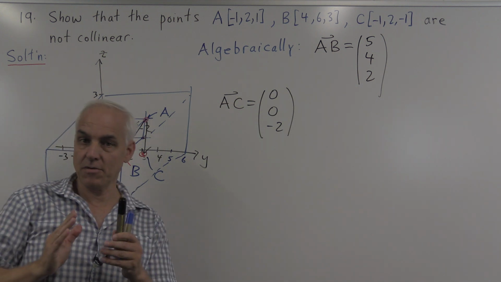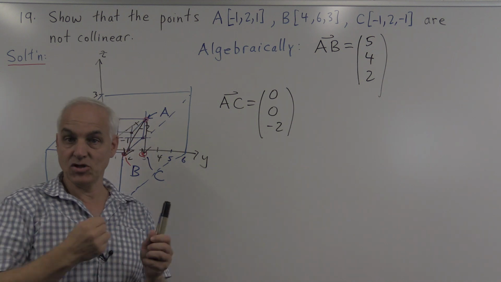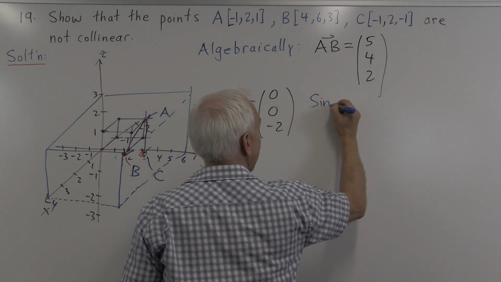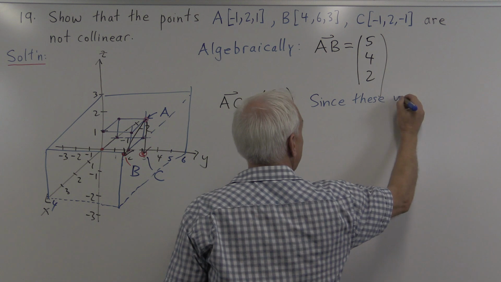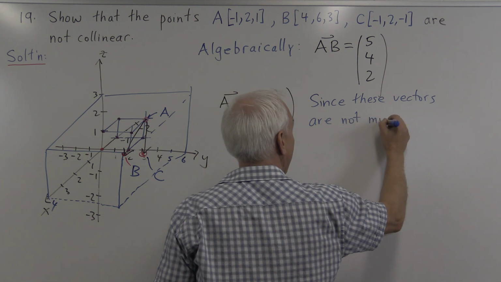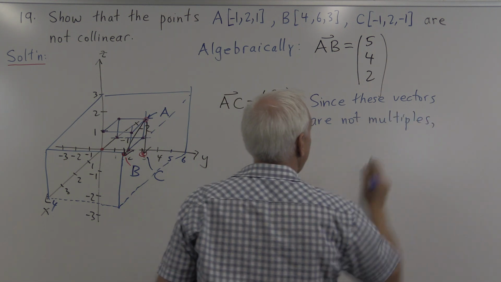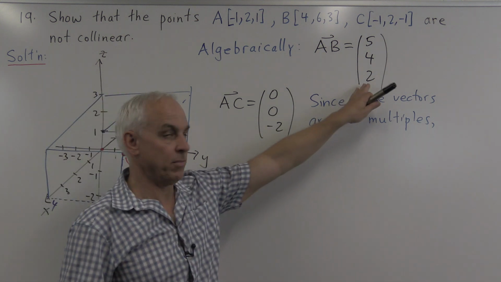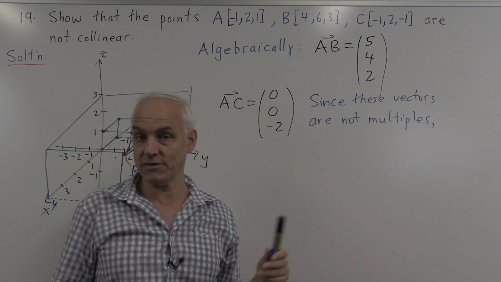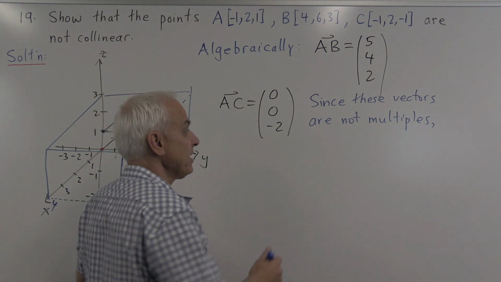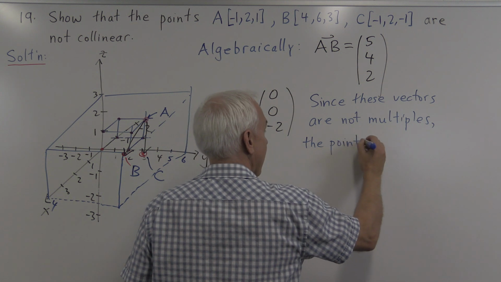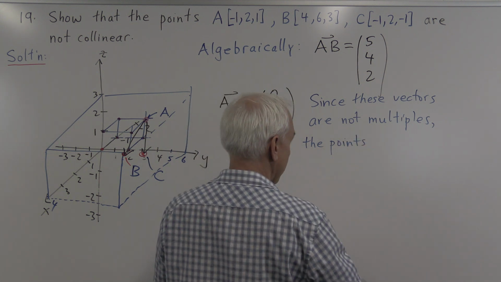Now, if these 3 points are collinear, these 2 vectors are multiples of each other. So since these vectors are not multiples, right? So it's clear that no multiple of this one is going to be this one here, because any multiple of this one is going to have zeros in the first 2 components, for example. So these vectors are not multiples, and so the points A, B, and C are not collinear.